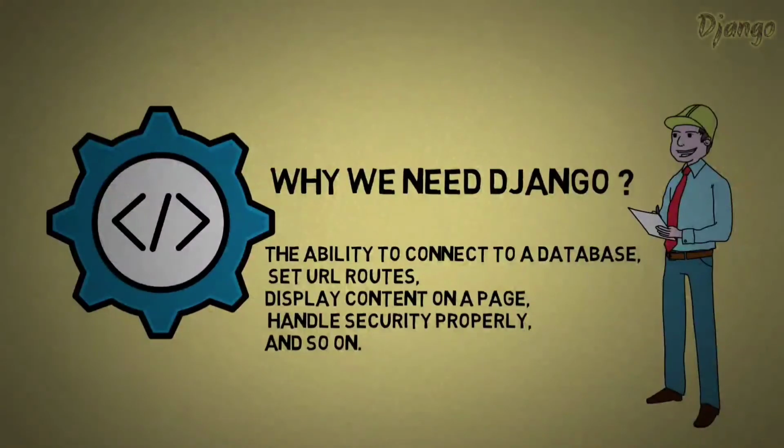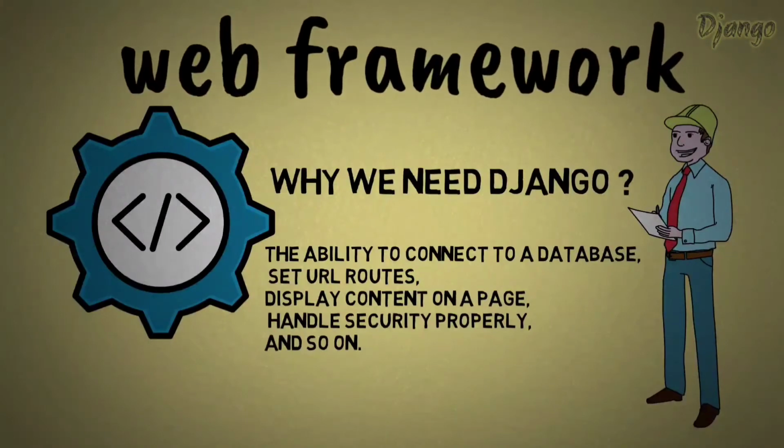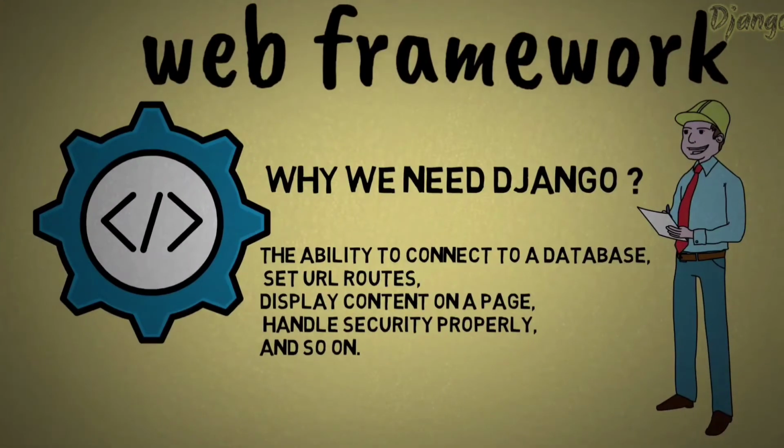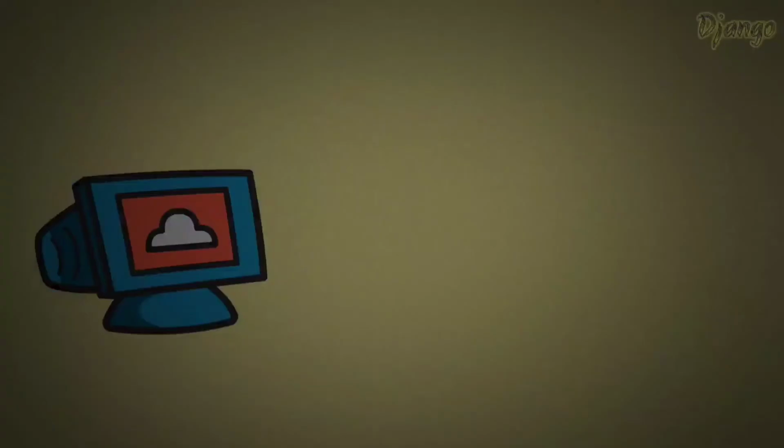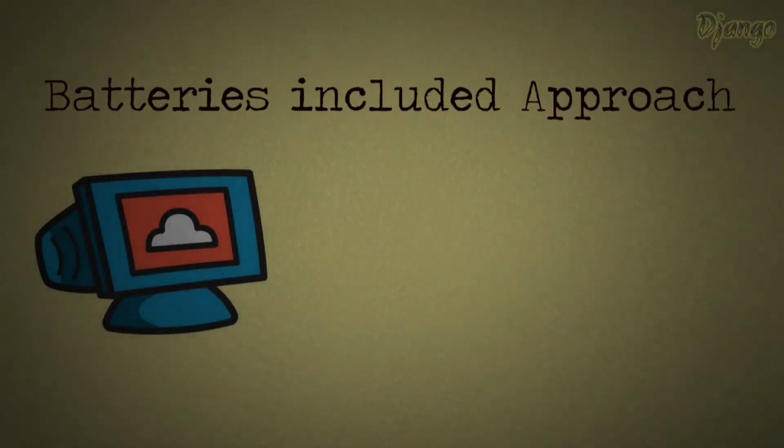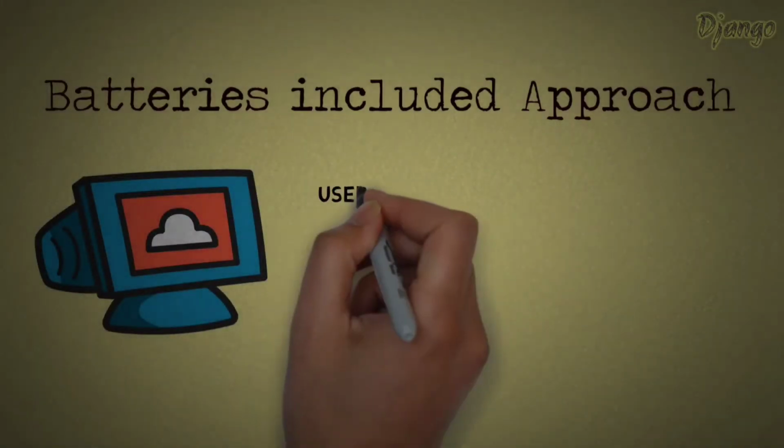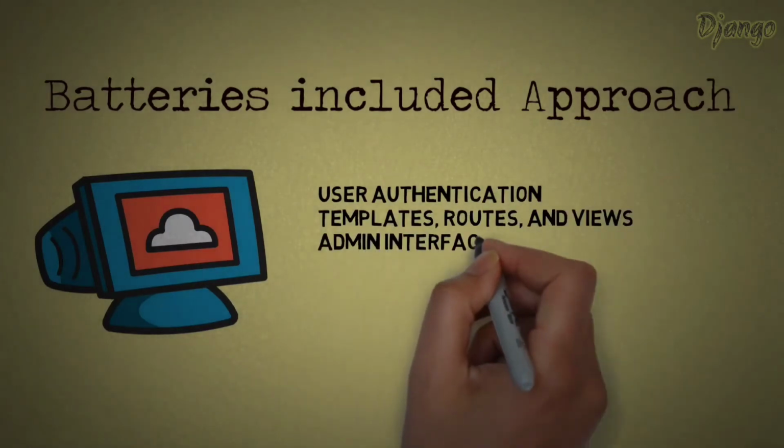Rather than recreate all of this from scratch, programmers over the years have created web frameworks in all major programming languages: Django and Flask in Python, Rails in Ruby, Express in JavaScript, and many others. Django inherited Python's batteries included approach and includes out-of-the-box support for common tasks in web development.